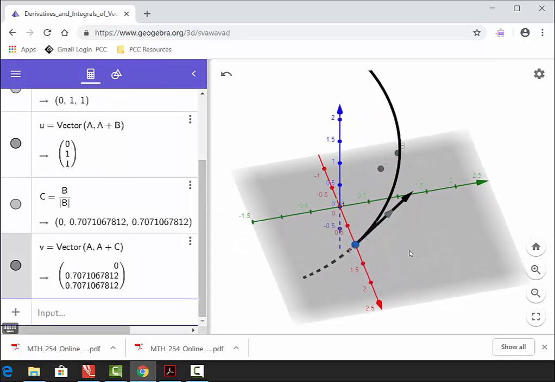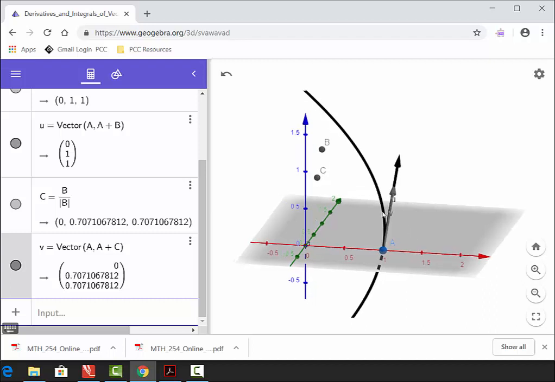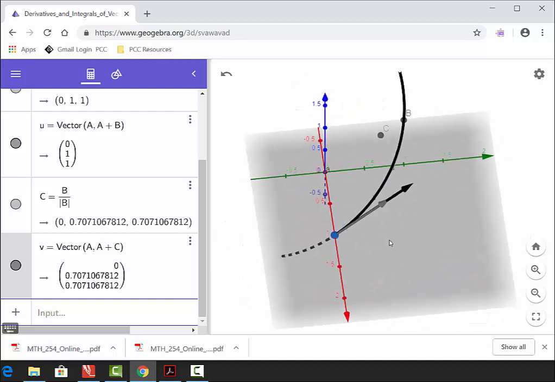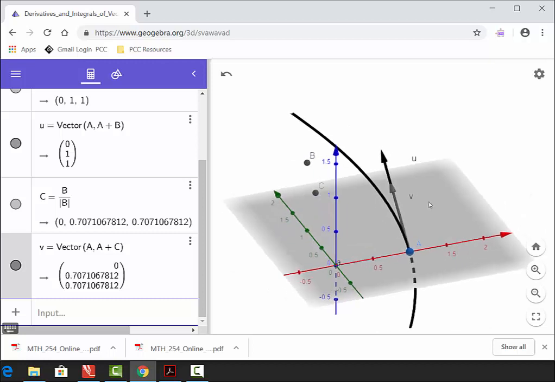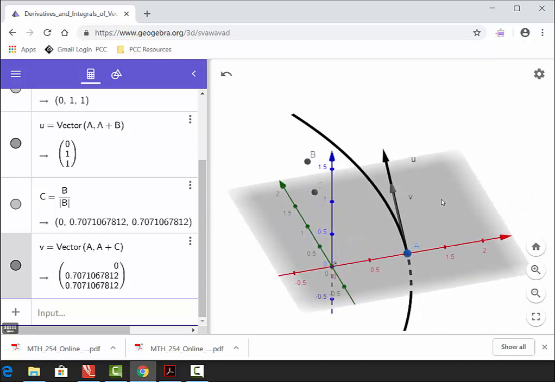Zoom in here so we can see u and v. U is our long one, v is the one that's in the same direction but shorter because it's been normalized. Normalized meaning it's been stretched or shrunk to be a length of 1. Normalized in that context means to stretch or shrink down to a length of 1 while keeping the same direction. Okay, so now we have our tangent vector at the point A, our unit tangent vector at the point A.